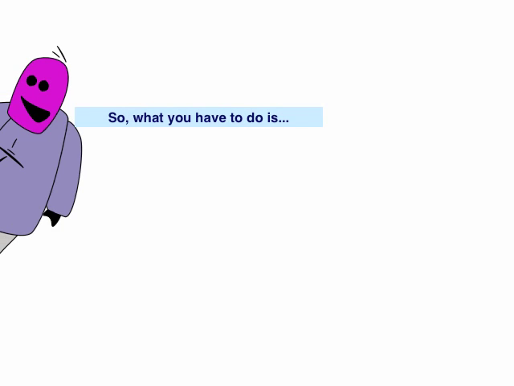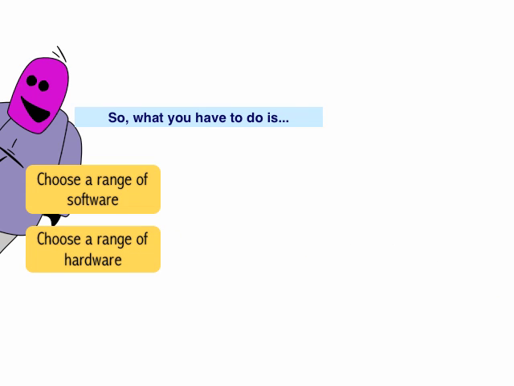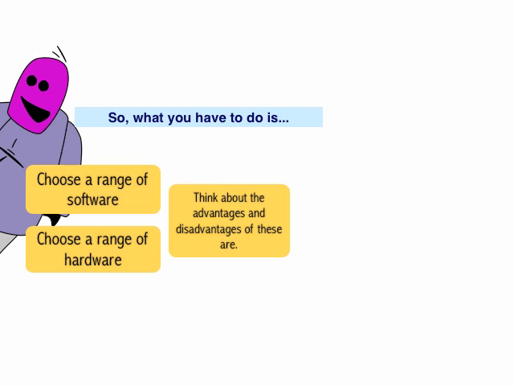So, what have you got to do? Choose a range of software. I'm going to suggest you go with something like Photoshop and Paint, both of which are installed on the computers at school. I would also suggest you choose a range of hardware. Again, at least two things. Maybe try digital cameras, which would be a good example. Think about both the advantages and the disadvantages of them.